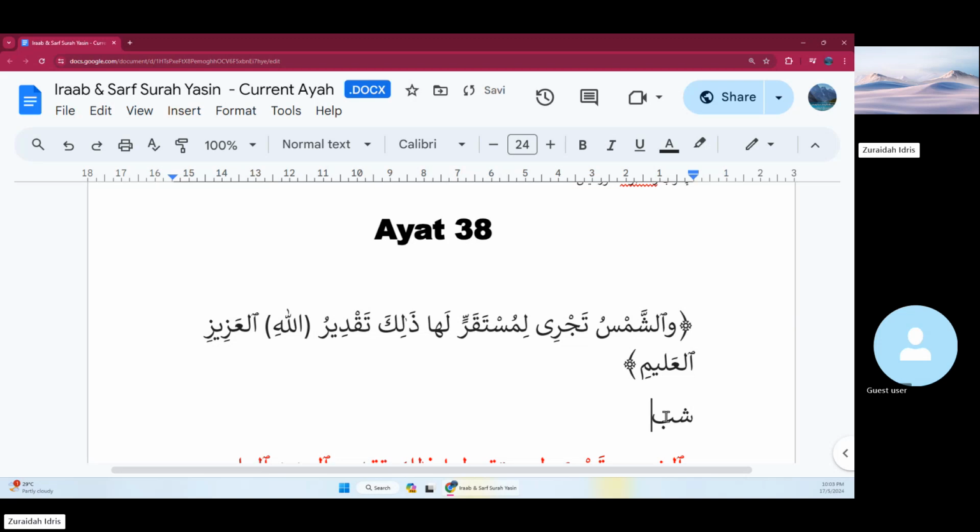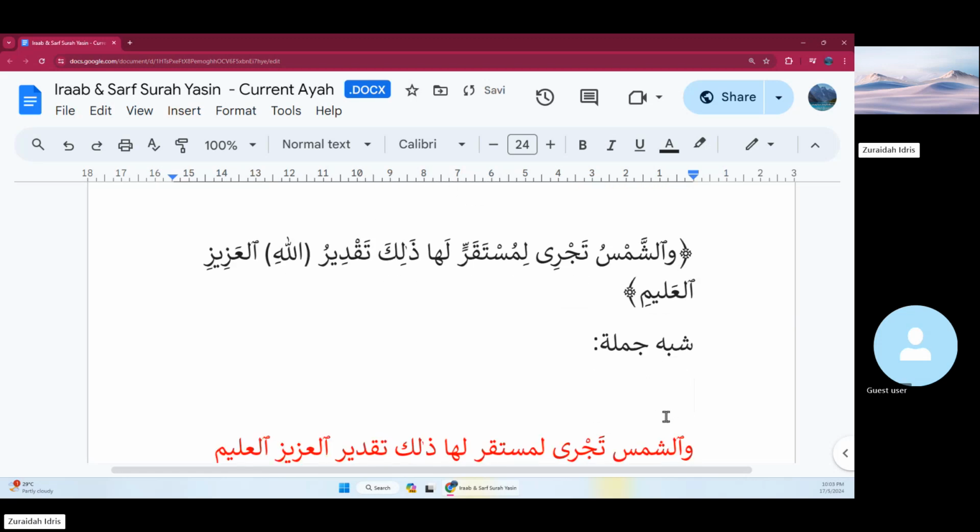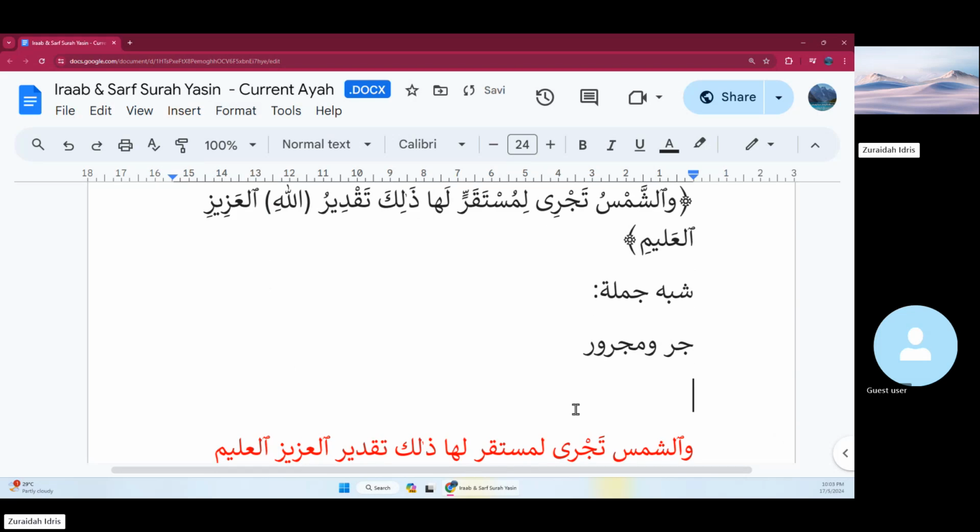Me and my spelling, very poor. Jumlah. We had two types of shibhu jumlah. One is jar wa majrur. I think I've got that spelling wrong, right? It should be correcting me. It didn't correct me. Okay, never mind. This is one. And the second one is zarf, zarf with its mudaf ilayh.